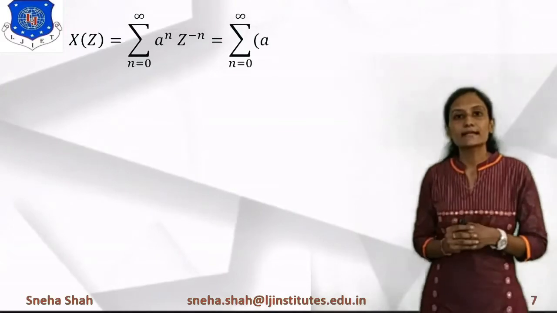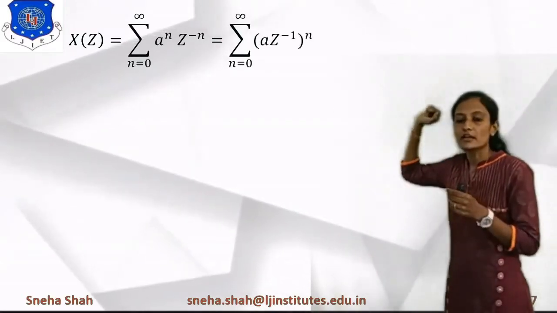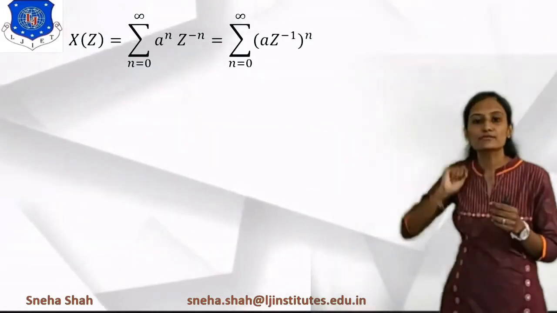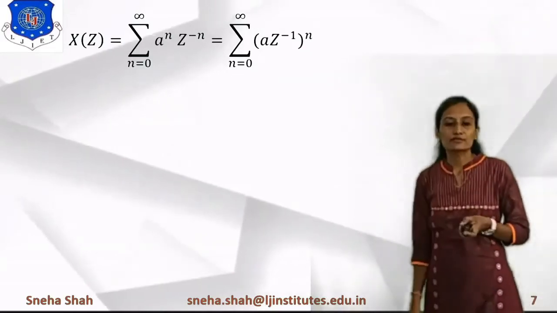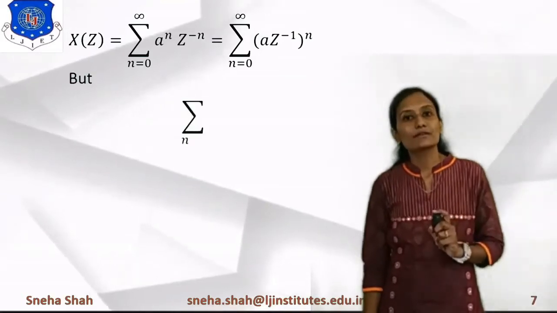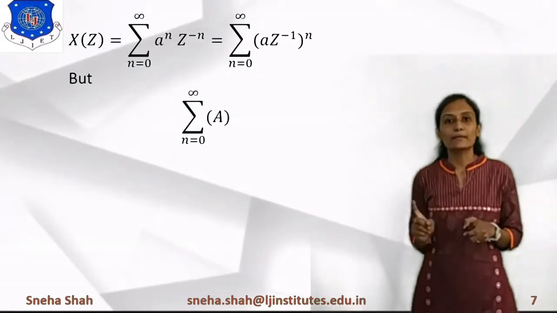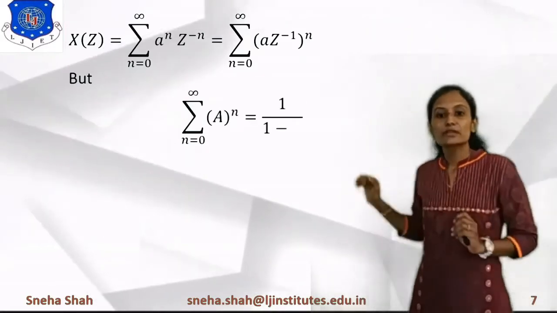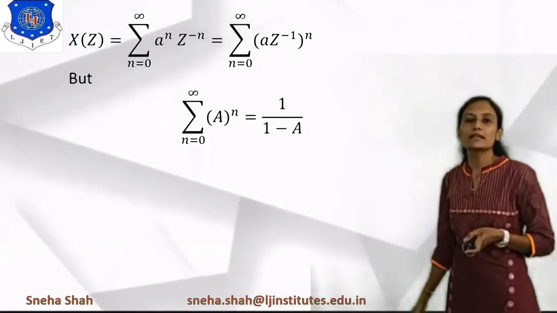So what will be the next step? Summation n equals 0 to infinity, (a z inverse) raised to n. You can see that a raised to n and z raised to minus 1 into n will give you z raised to minus n. Now this term we consider as capital A. So we are applying the equation: summation n equals 0 to infinity A raised to n equals 1 upon 1 minus A, for the value of mod A less than 1. So if I am applying this formula in the above equation, then what will be the equation?